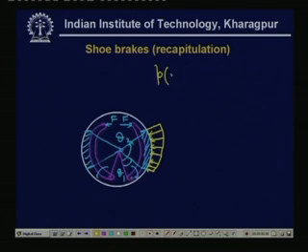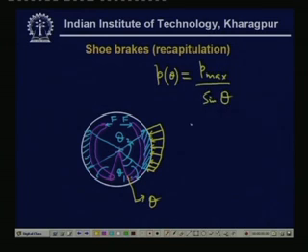So, at any angle theta, measured from this point, this line theta is measured from here, the pressure is P max divided by sin theta max, and the maximum value of theta is theta 2. So, this is the distribution of P. Now, once this distribution is known, we can find out what will be the force required to apply this brake. And what is that force required?